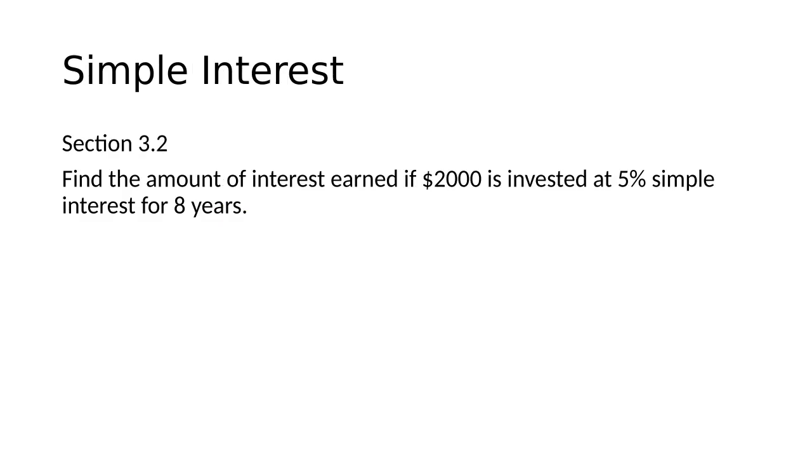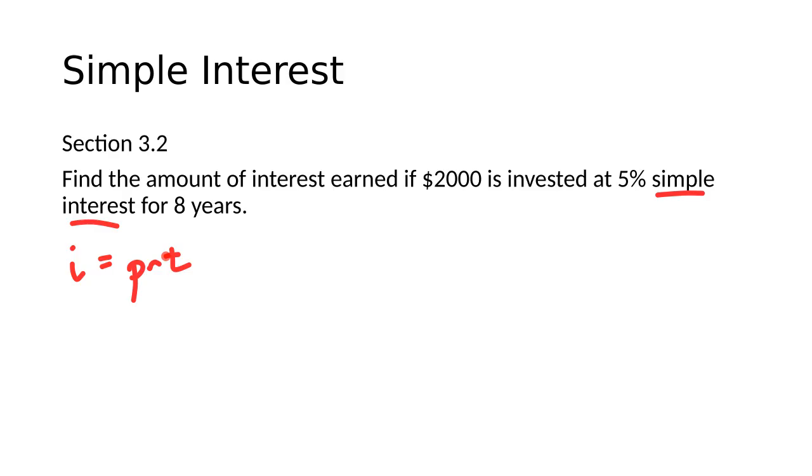Simple interest is something we worked on during the semester. Find the amount of interest earned if $2,000 is invested at 5% simple interest for 8 years. Once you see simple interest, you know the formula you're going to use for this is I equals PRT. Interest equals principal times rate times time.